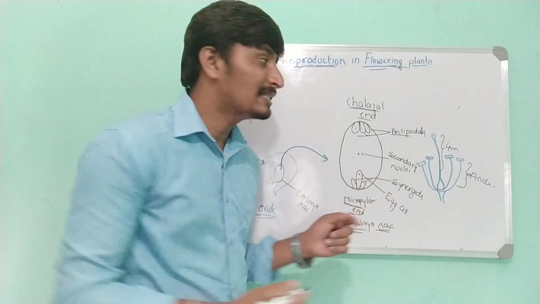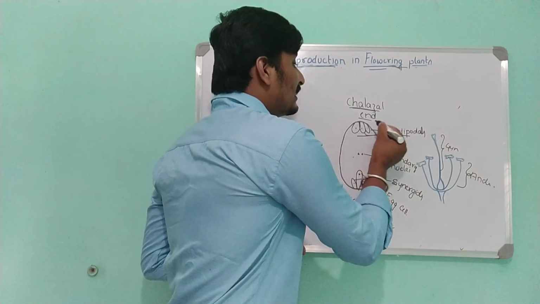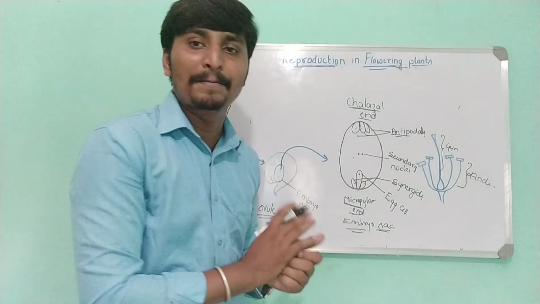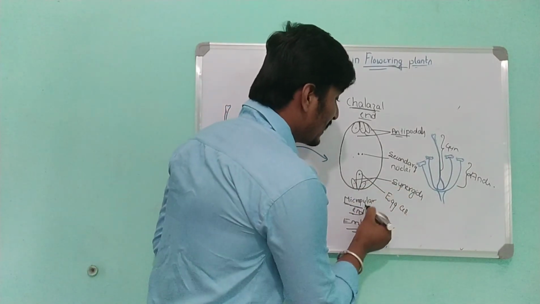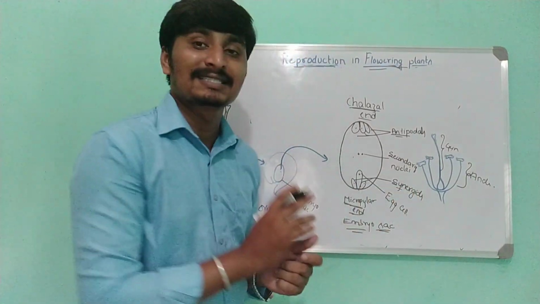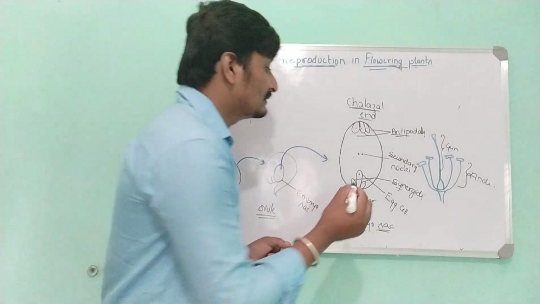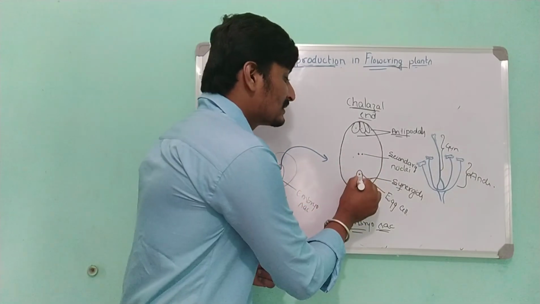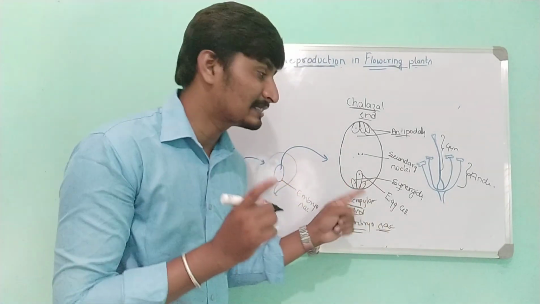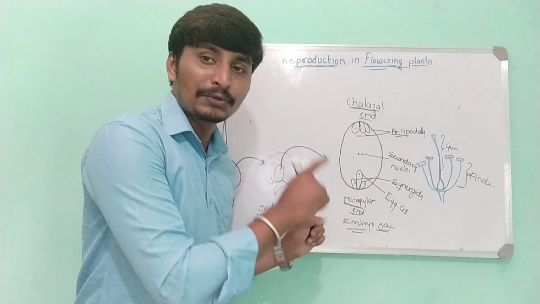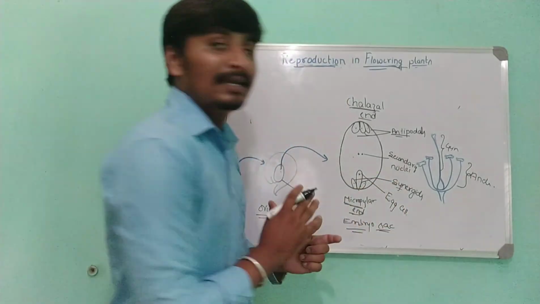There are three cells present towards the chalazal end, which are known as antipodals, and there are two cells present towards the micropylar end, known as synergids. And there is a large cell present between the two synergids, which is known as the egg cell.